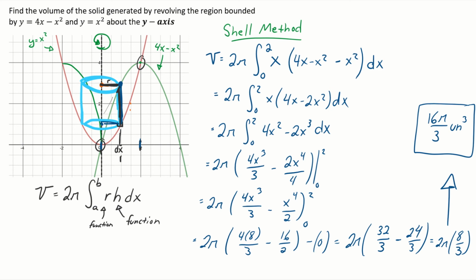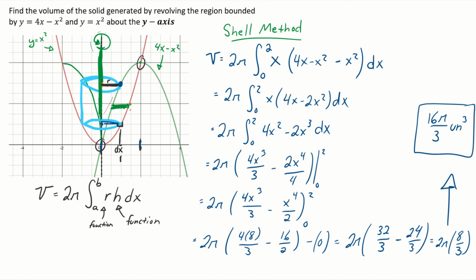One last thing to comment on. Notice with the shell method, my slab, my representative slab here, is parallel with my axis of rotation. Okay, I'm rotating about this y-axis. It's parallel to it. When your slab is parallel to the axis of rotation, you do the shell method. But if your slab has to be perpendicular to it, so there my axis of rotation, my slab is perpendicular, that would be a disc/washer method.